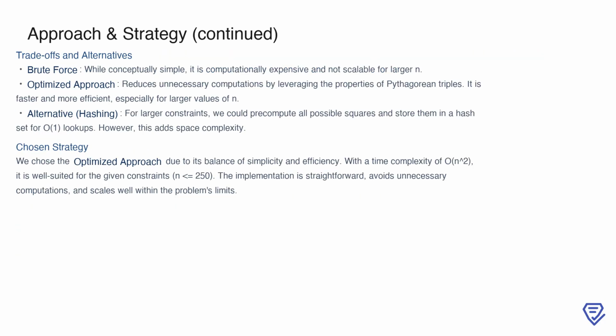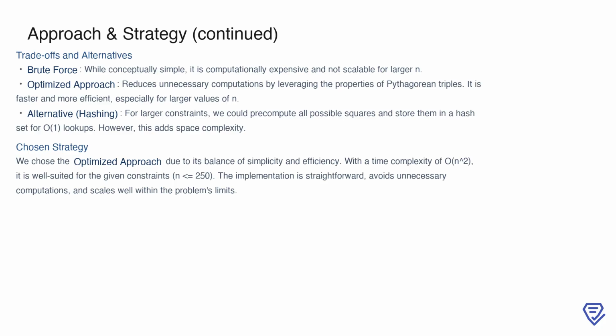When comparing strategies, we see clear trade-offs. The brute force approach is conceptually simple and easy to implement, but its O(n³) time complexity makes it impractical for larger values of n. On the other hand, the optimized approach achieves a significant performance boost by leveraging the properties of Pythagorean triples, reducing the complexity to O(n²).